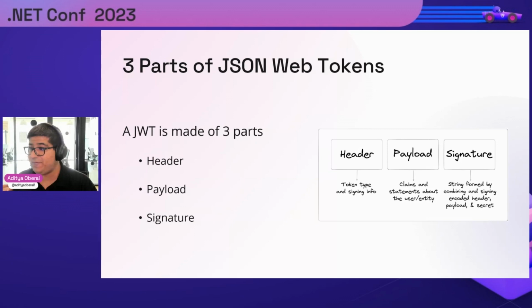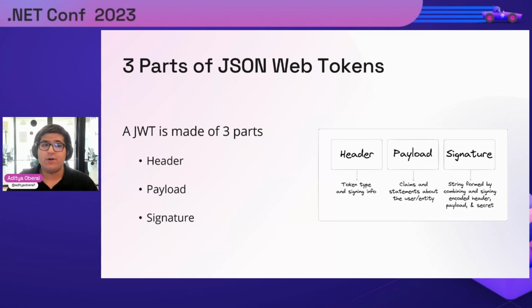The second part of a JWT is its payload. Now, the payload contains claims and statements about the user or entity. Claims can include information such as the user's ID, their personal information, such as their name, their email, etc. It can include their roles. It can include any other permissions, as well as other relevant data like expiration time of the JSON Web Token, the issuer, and so on. It is also base64 URL encoded.